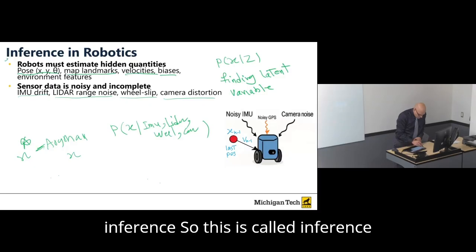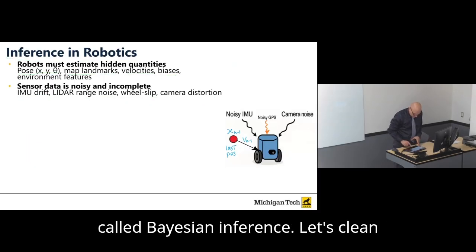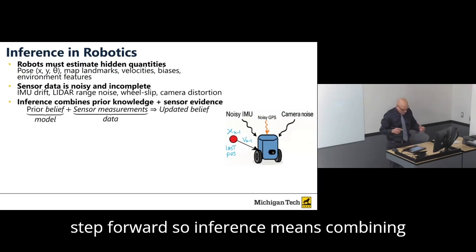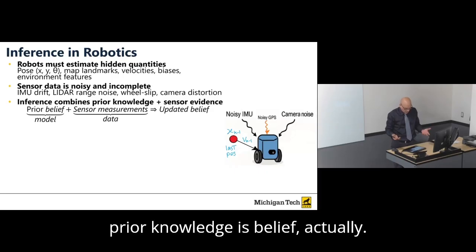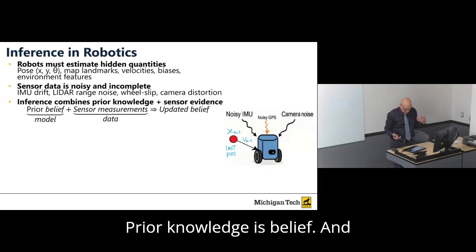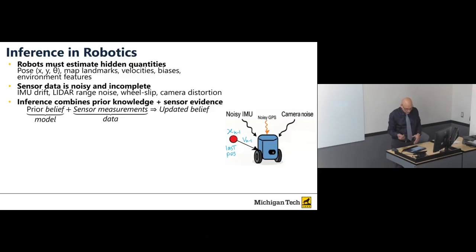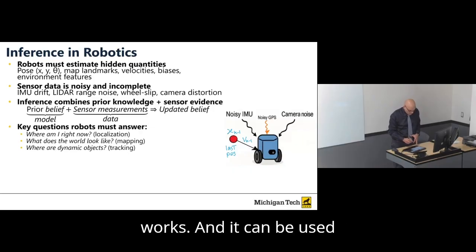So this is called inference. When you use a Bayesian method for that, it's called Bayesian inference. Let's clean this up to go one step forward. Inference means combining prior knowledge, or belief, and sensor data, adding them together to update our belief. Prior knowledge is belief, actually. So this is how it works.